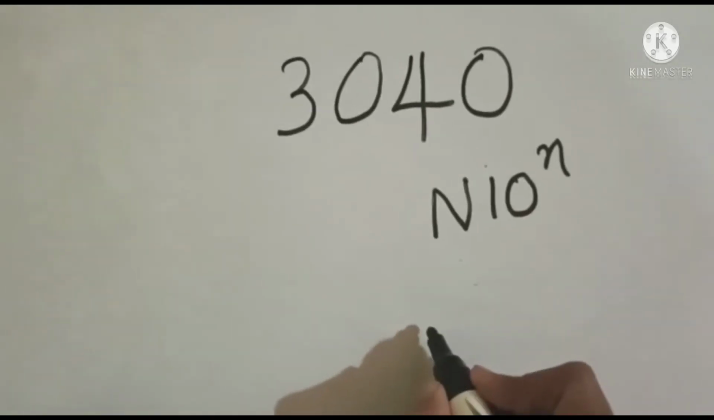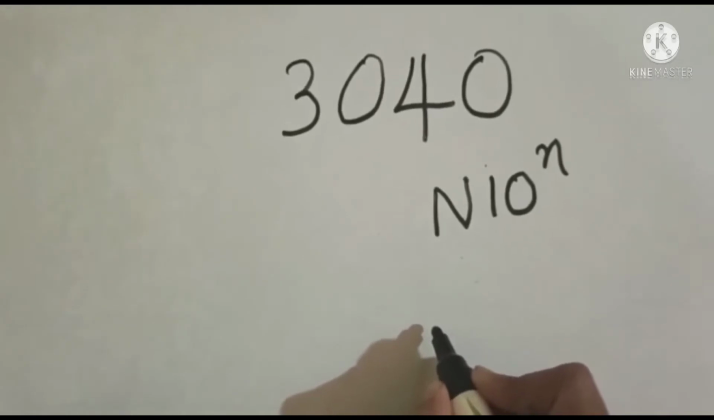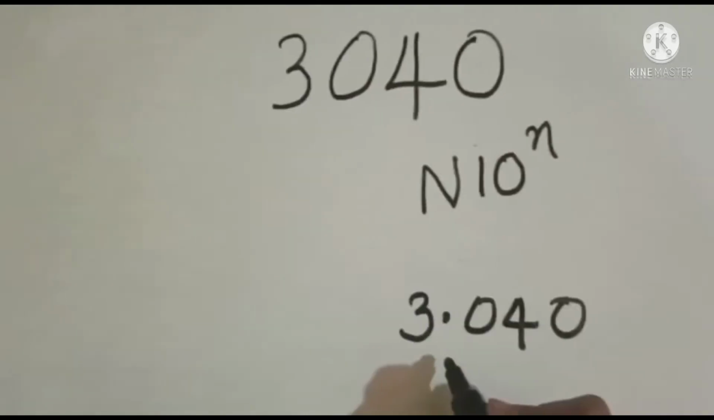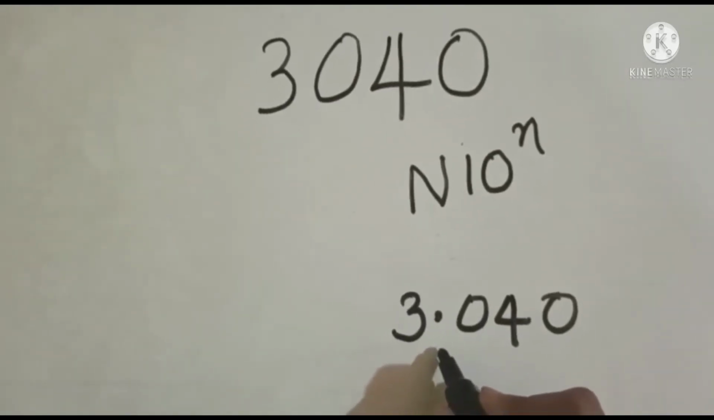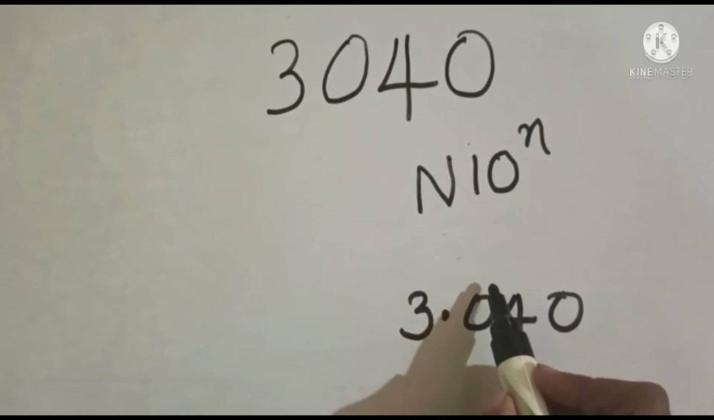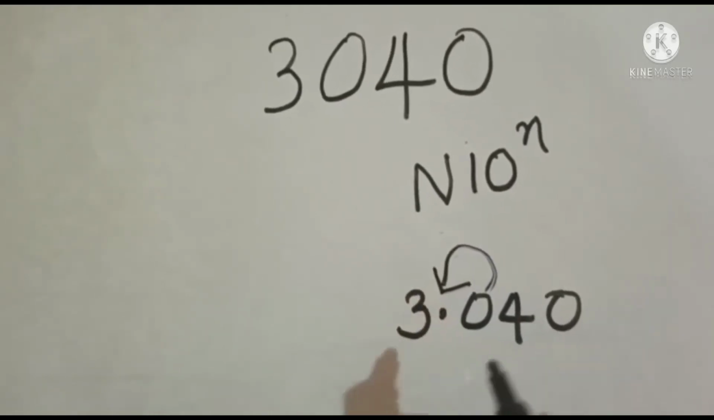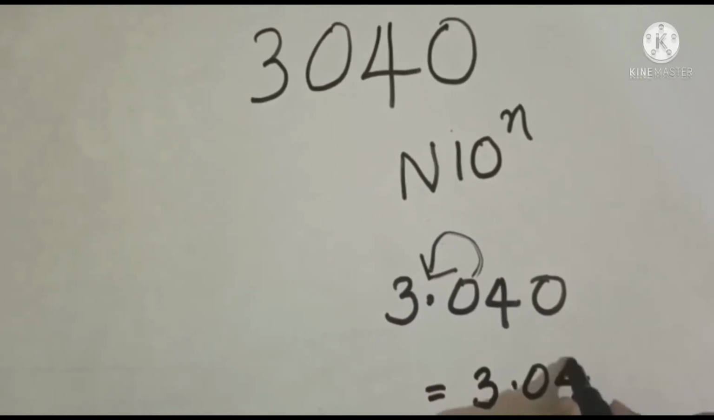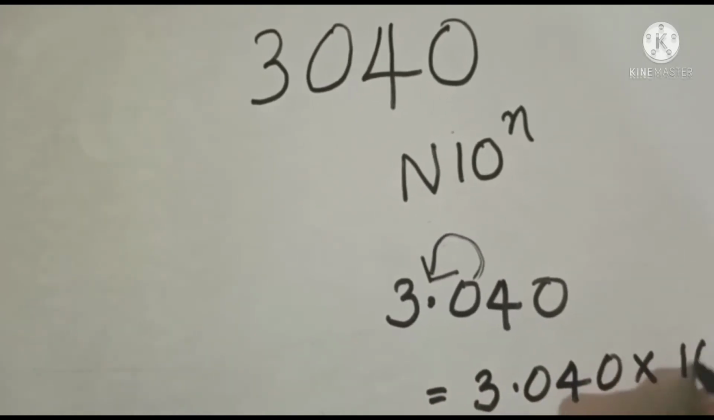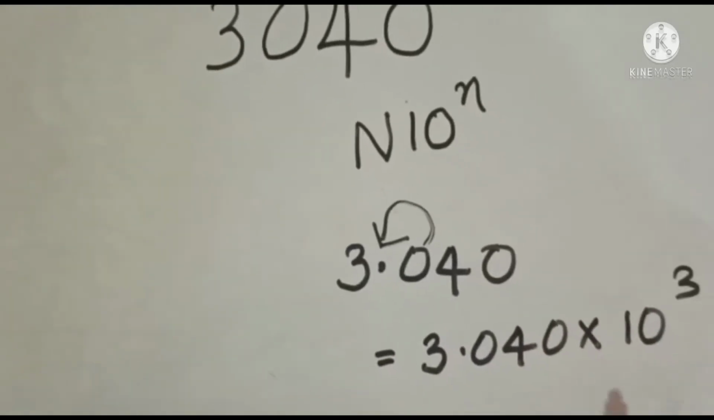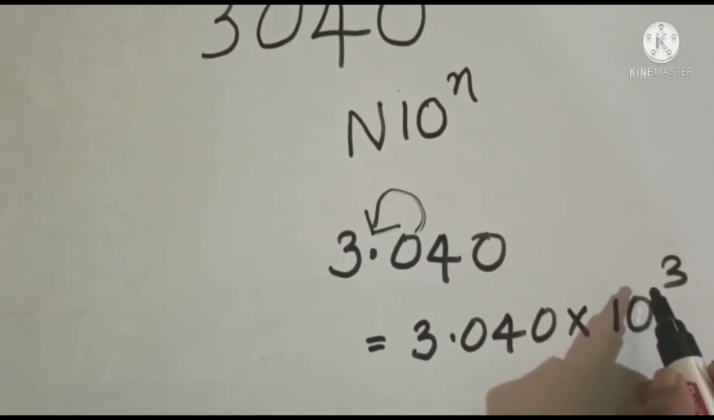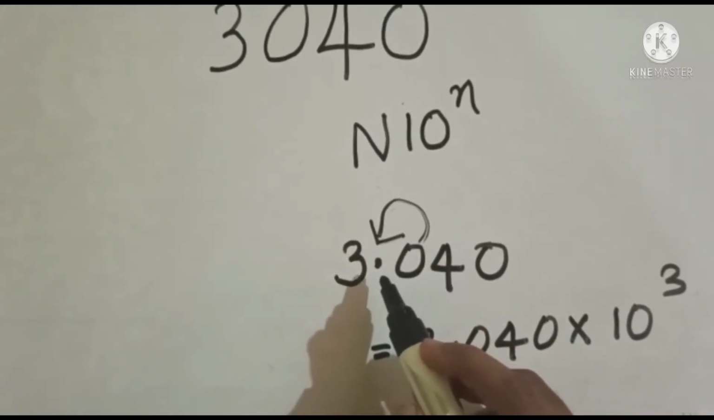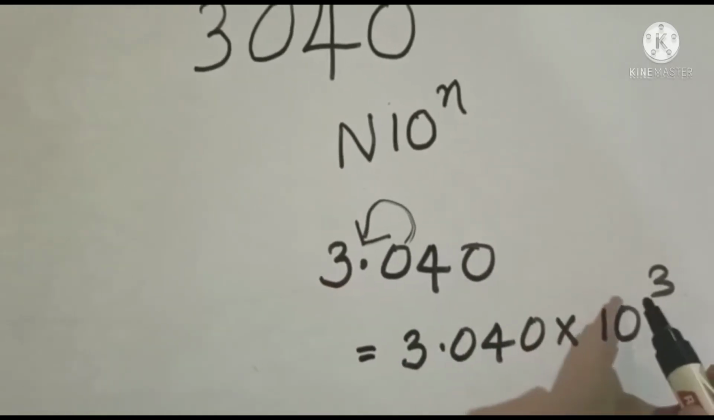So we can put the decimal only in between 3 and 0. 3.040. Here we move the decimal point 3 places to the left. Thus the equation becomes 3.040 into 10 to the power of 3. And what will be the sign of 3? Here the decimal point moves to the left. If it moves to the left, the sign becomes positive.